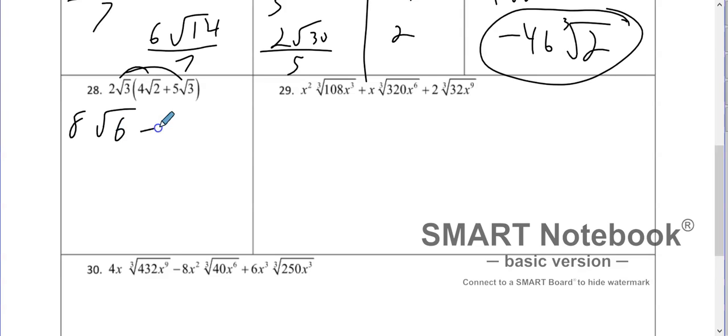2 times 5, outside times outside is 10. Radical 9, or simply 3. It's up to you what you want to do. And this ends up being 8 radical 6 plus 30. Final answer.